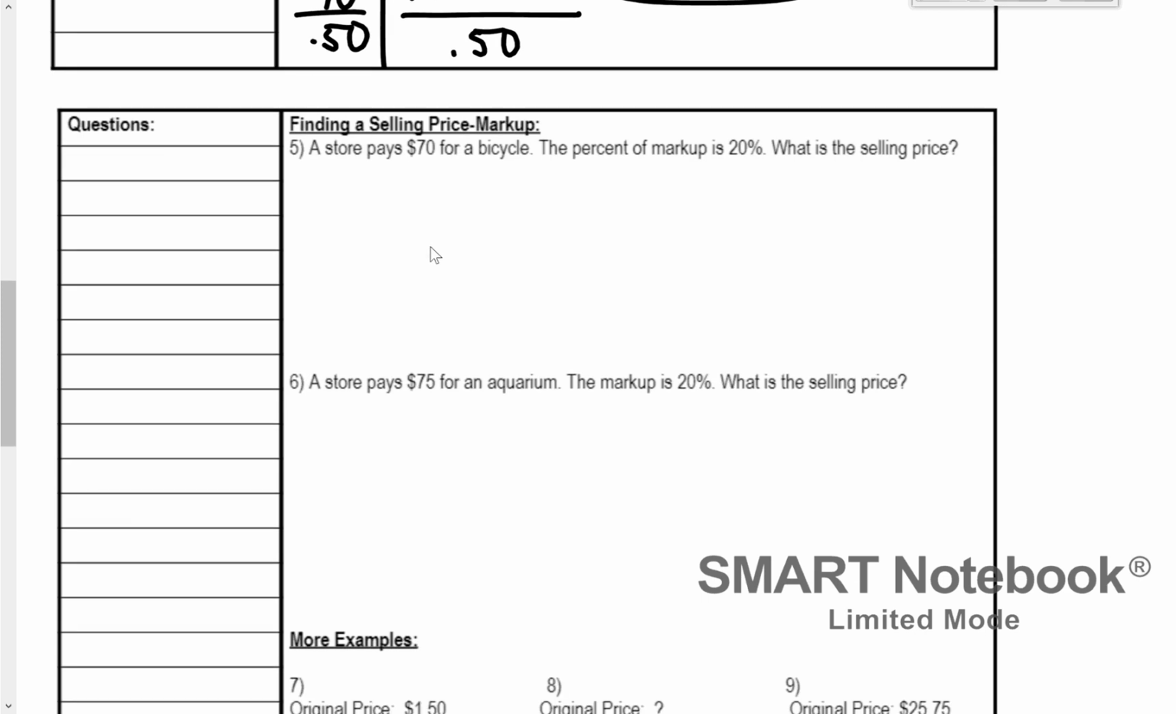Finding a selling price for a markup. Okay, this is going to be a little minor detail different. We're still going to use our equation A equals P times W, where A is our selling price, W is our original price, and our P is our percent of markup. Okay, but we need to be careful. There are two different ways we could do this.